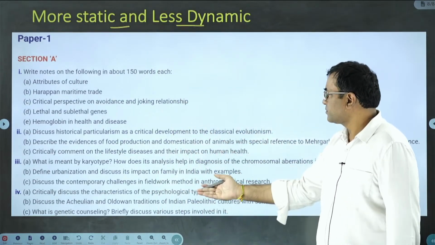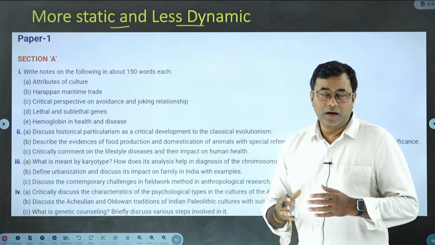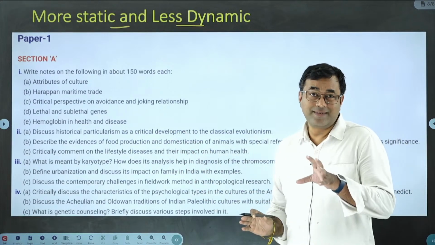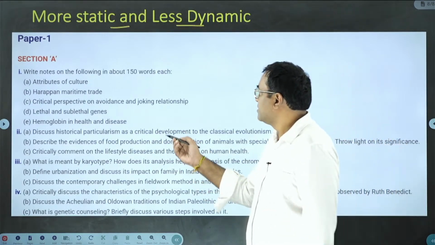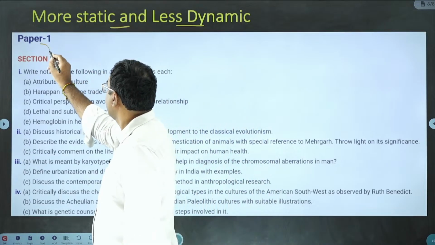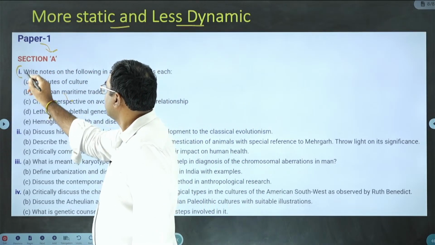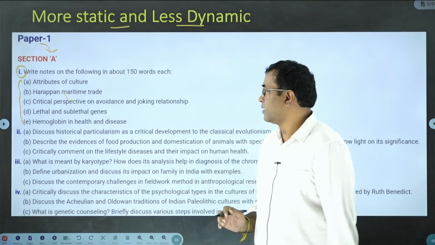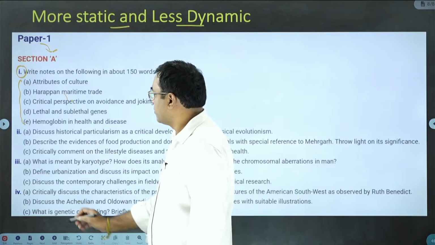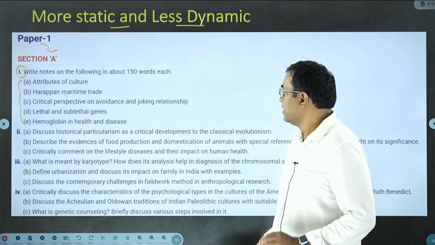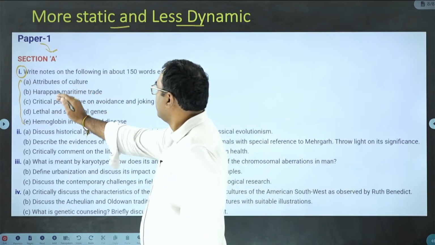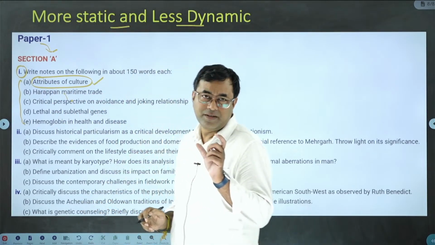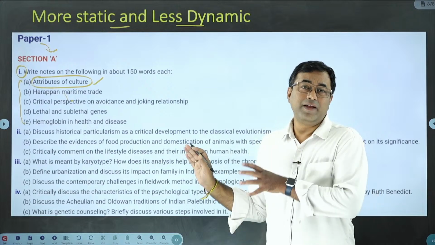So I have taken the recent question paper of anthropology, and I want to show you how the questions are asked in anthropology. For example, consider paper 1, section A. In that, the first question is compulsory, you will be given 5 questions of 10 marks each, and the second, third and fourth questions have 3 questions each. If you see, one particular question is attributes of culture. Like this, direct statements are taken from the syllabus and given as questions.